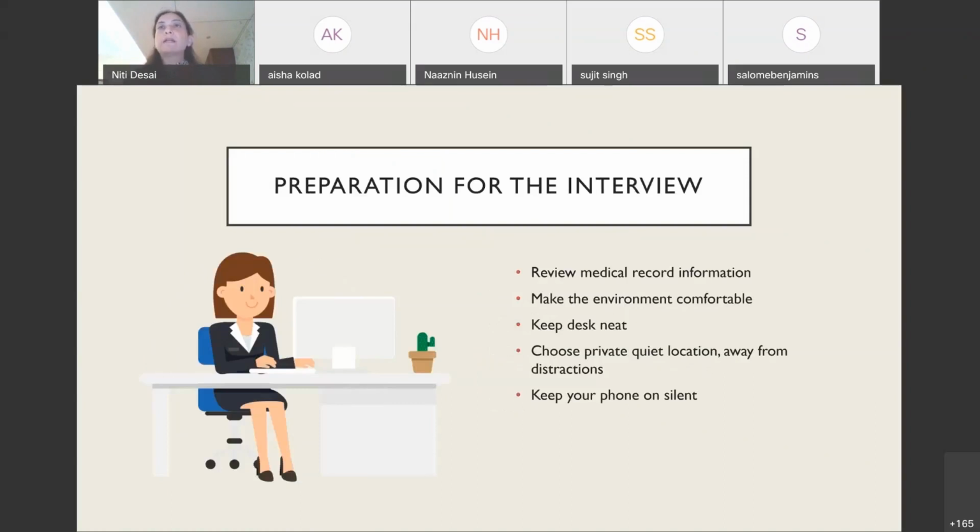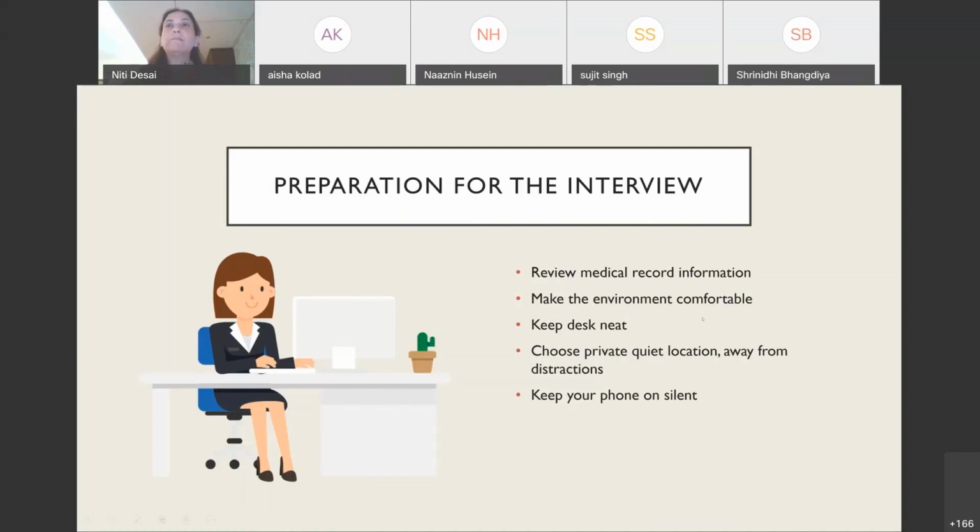So the preparation for the interview, where we are going to do this activity of taking the recall, ideally review the medical record information beforehand, because then certain questions will be different. If we know that the person is diabetic, if we know the person is a smoker, or if we know that the person is not taking alcohol, then those questions can be skipped also.